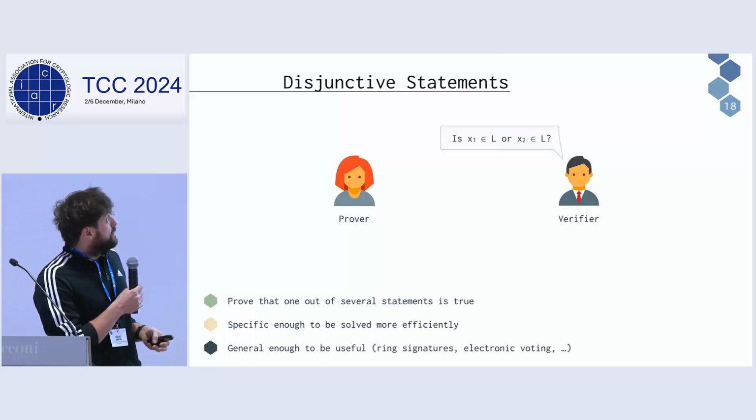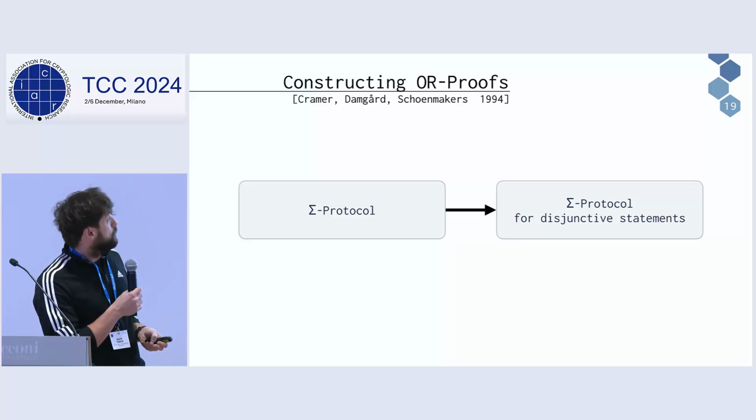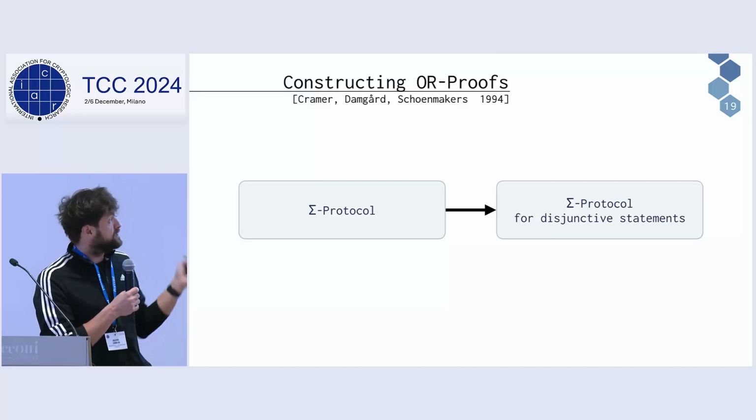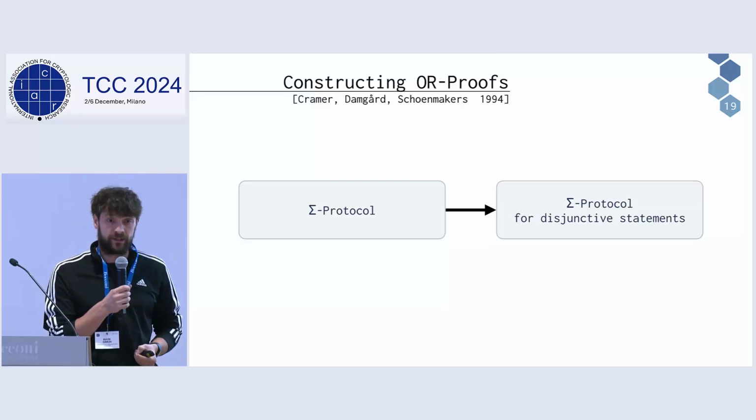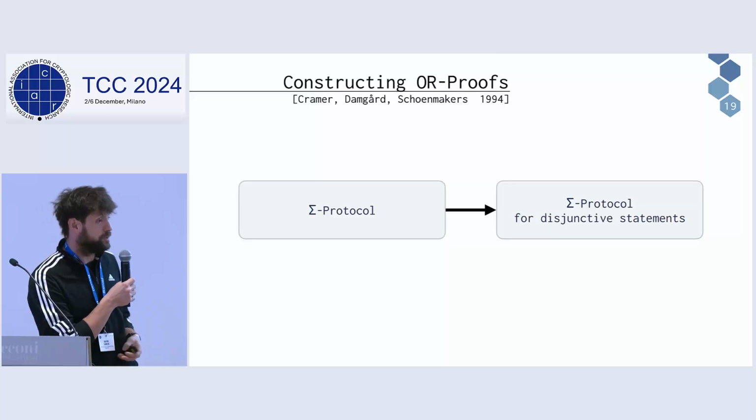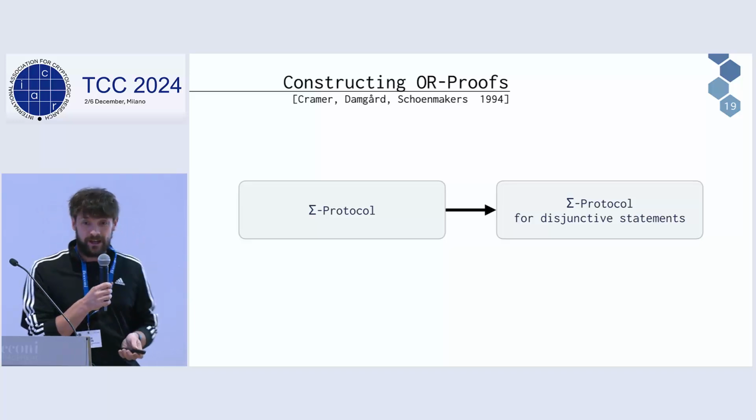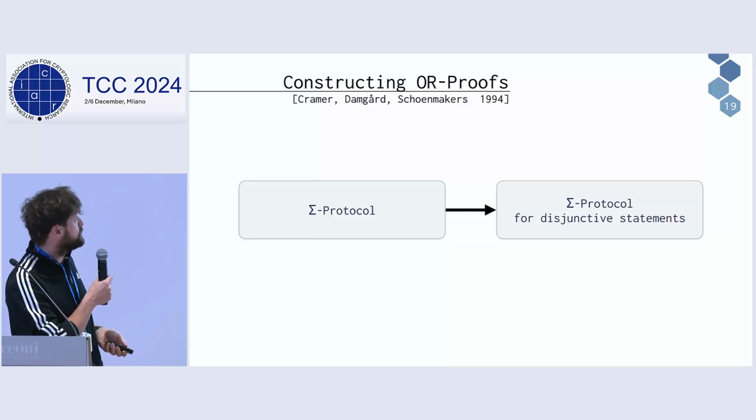And already in the 90s, we know how to take a Sigma protocol for the language and transform it into a Sigma protocol for disjunctive statements. Here I put the Cramer, Damgård, Schoenmakers reference, but there's also De Santis, Di Crescenzo, Persiano, and Yung around the same time that made very similar observations.